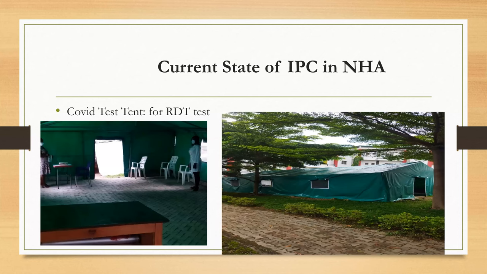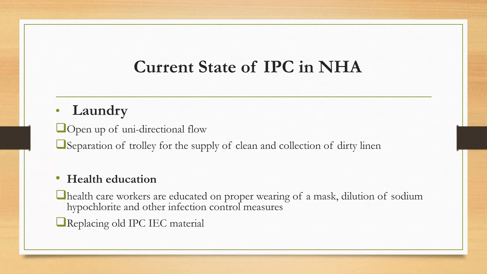Okay, so this is our COVID tent. It's close to the isolation room, in an open field behind the isolation room. This shows the inner view of the tent. This is the outer view of the tent. The tent is solely for COVID testing. Here we do our rapid tests using rapid kits to test both staff and outsiders for COVID-19. And we have dedicated staff that work in the tent also. So anybody that wants to do a rapid test comes here to do their rapid test.